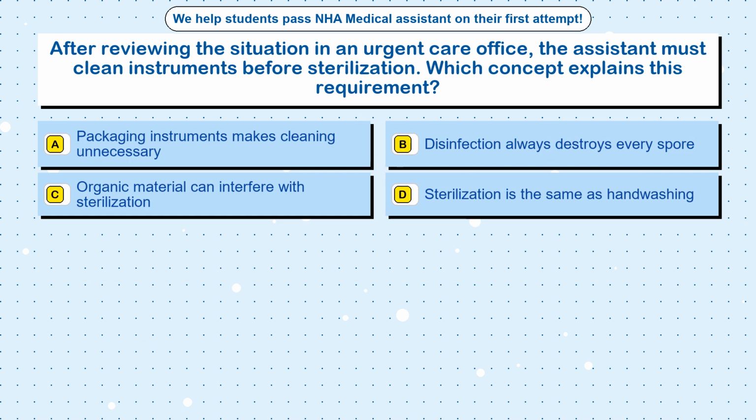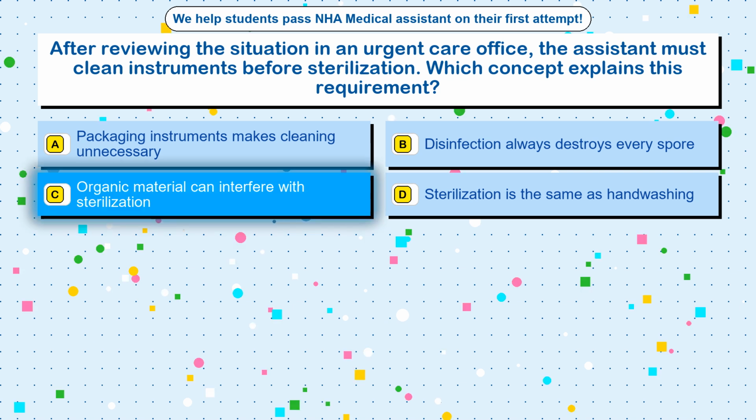Question 76. After reviewing the situation in an urgent care office, the assistant must clean instruments before sterilization. Which concept explains this requirement? Option A. Packaging instruments makes cleaning unnecessary. Option B. Disinfection always destroys every spore. Option C. Organic material can interfere with sterilization. Option D. Sterilization is the same as hand washing. The correct answer is option C.